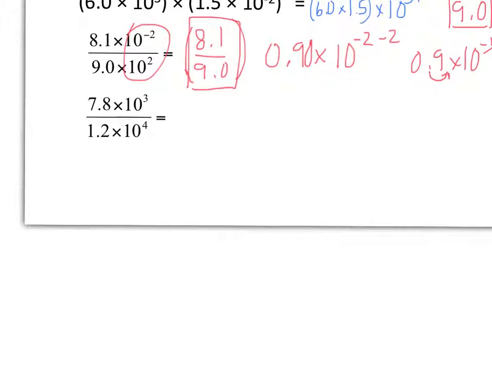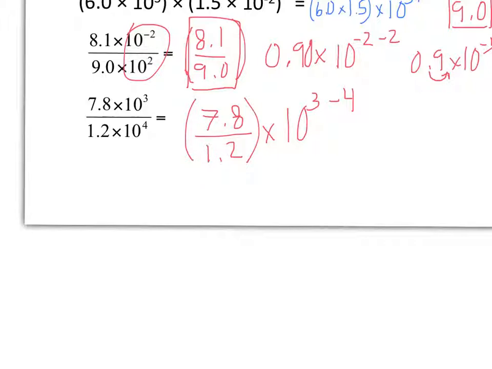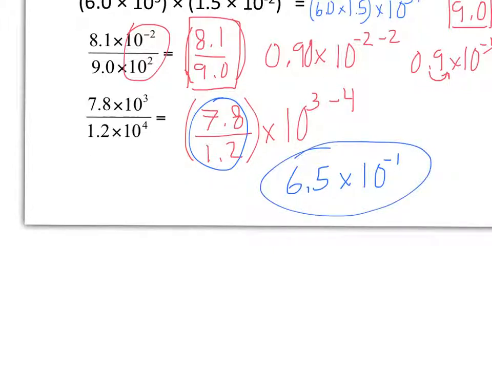Our last one on this page, 7.8 times 10 to the 3 divided by 1.2 times 10 to the 4. 7.8 divided by 1.2 times 10 to the 3 minus 4. 7.8 divided by 1.2 is 6.5 with our two significant figures, times 10 to the 3 minus 4 is just negative 1. So this is our final answer.